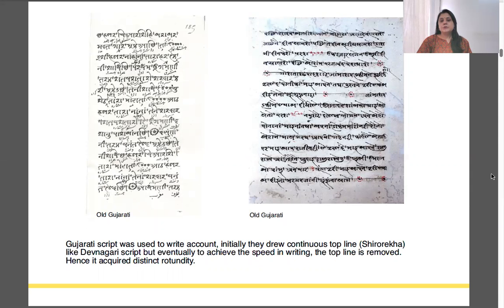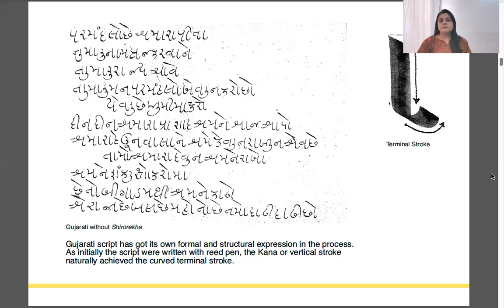Gujarati script was used to write accounts initially. They drew a continuous top line, Shirorekha, like Devanagari script. But eventually, to achieve speed in writing, the top line was removed. Hence, it acquired distinct roundness. So these are examples of Old Gujarati. They are with Shirorekha. Now, this is without Shirorekha.